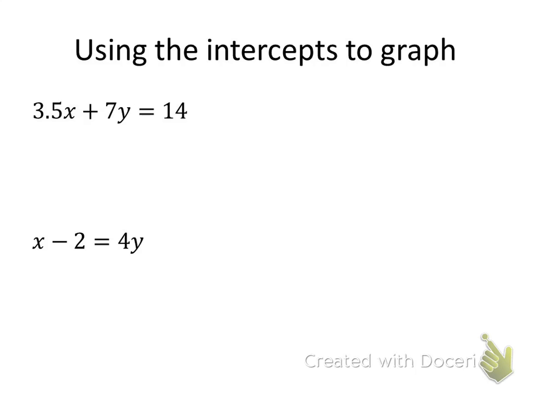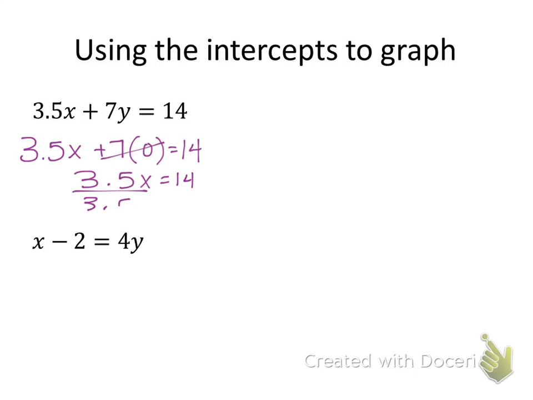All right, so somebody tell me what we are going to do to find our x-intercept first. Cole? We're going to plug in all the numbers. So, 7 times 0 equals 14. Very good. We plug in a 0 for y, and we solve for x. So that cancels out, and I get 3.5x equals 14. Then what would I do? Courtney? You divide by 3.5. Very good. And what is my x-intercept?